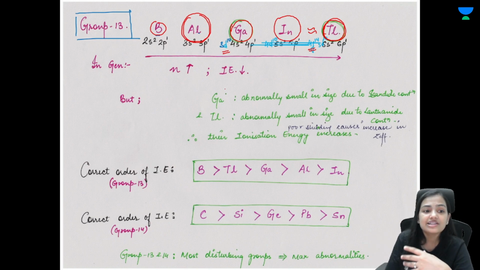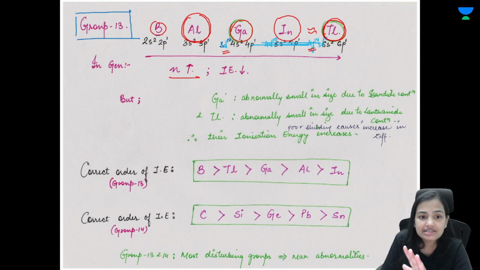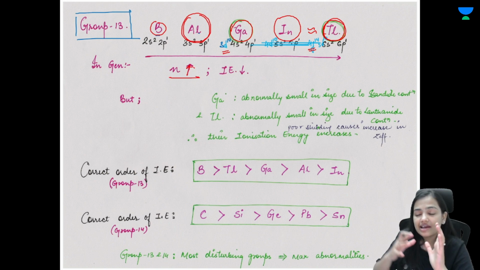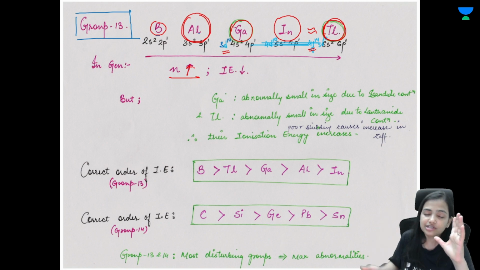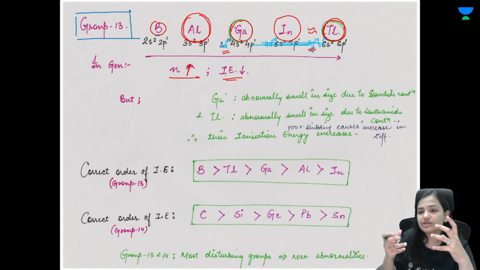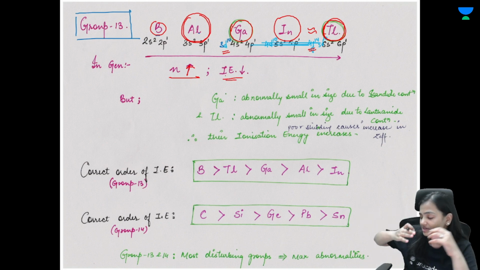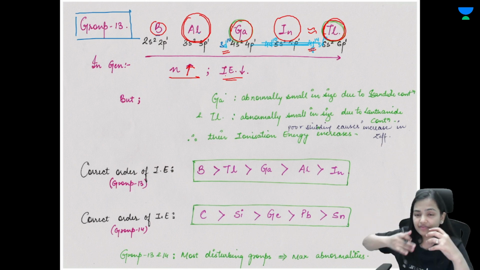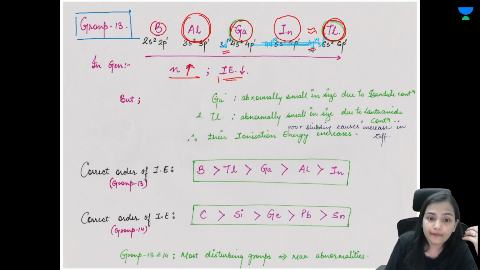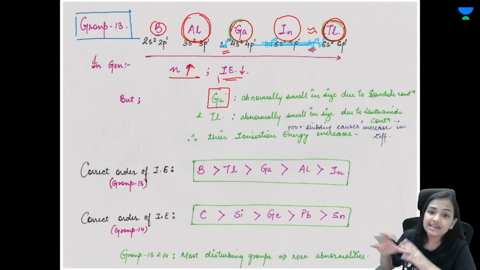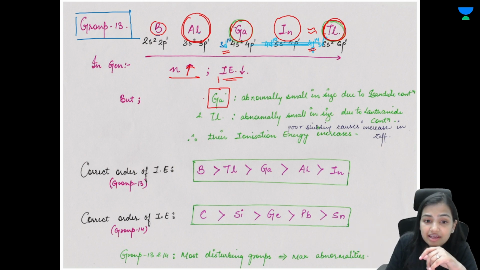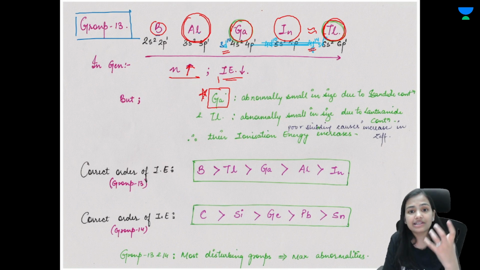So guys, in general you say that as the value of n increases, the ionization energy decreases, meaning less energy is required to remove an electron because the electrons are getting away from the nucleus. But here comes the ambiguity, meaning the irregularity. What has happened in the case of gallium?